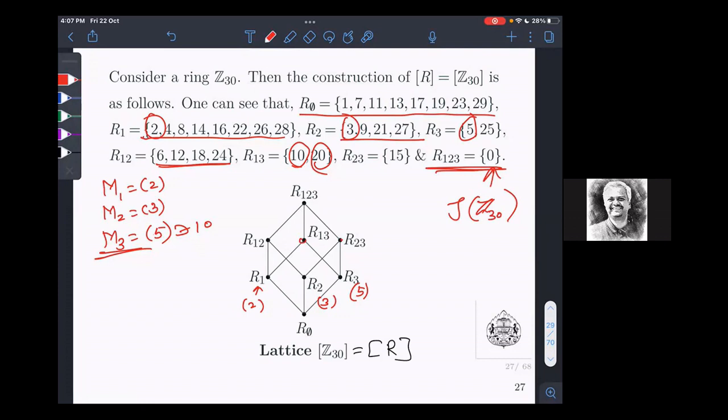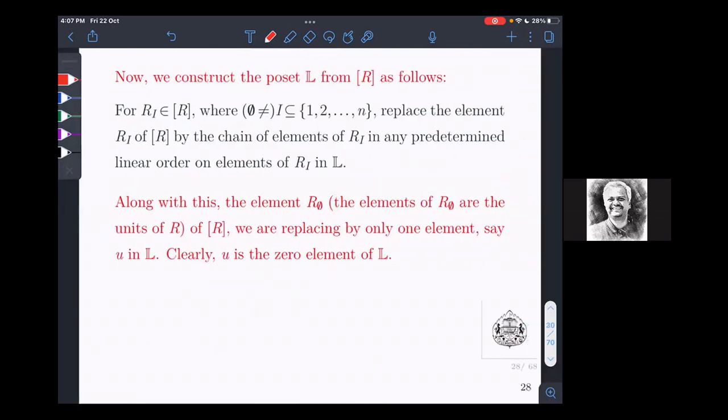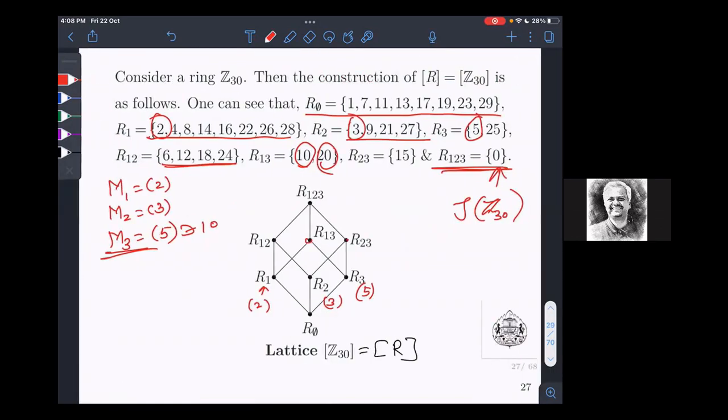Now, what I'm doing here, from this lattice, I'm constructing a new poset. In fact, it's a lattice, and I'm denoting it by L. Now, just look at this R1 again. What is R1? R1 is not an element as such. It will be a set of elements. R1 is a set of elements. So I will replace this R1 element by a chain of elements.